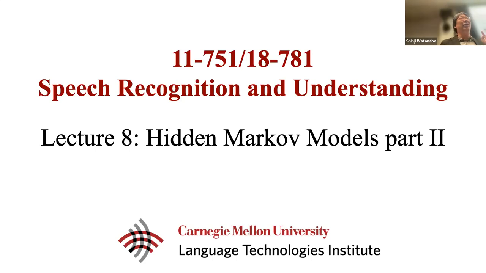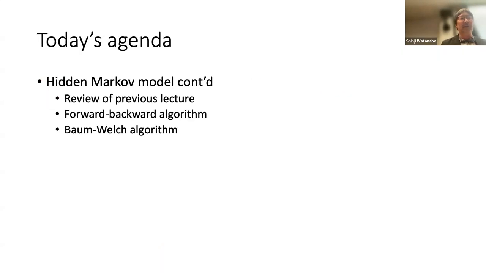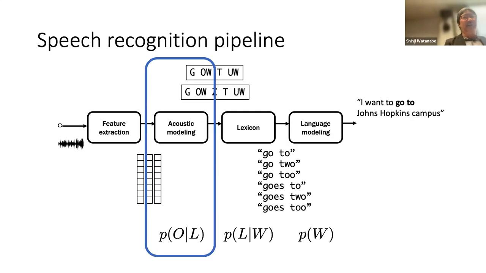So this is the second part of the hidden Markov model. First, I will quickly review the previous lecture, then move to the forward-backward algorithm, and then finish this lecture with the Baum-Welch algorithm.